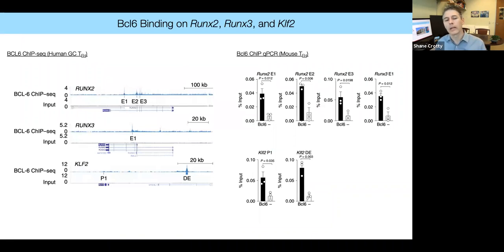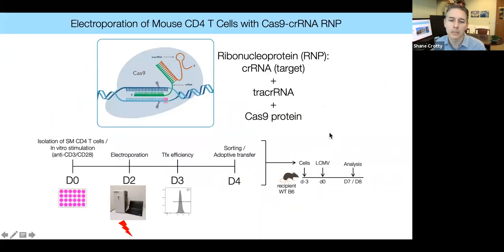So then how do we identify which ones are relevant? Well, we can take Bcl-6 ChIP-seq data that we already have from humans and ask, do we have evidence that Bcl-6 directly regulates any of those transcription factors? Because for those transcription factors to matter, they have to be downstream of Bcl-6, but upstream of other genes. And sure enough, RUNX2, RUNX3, and KLF2 fell into that category by the ChIP-seq.